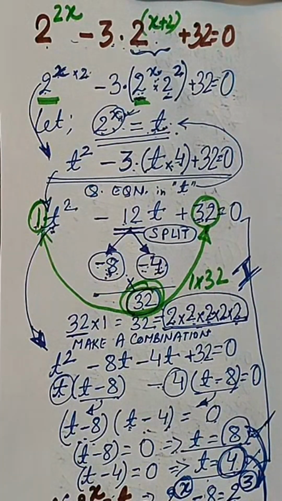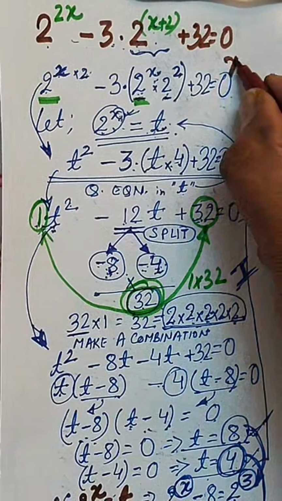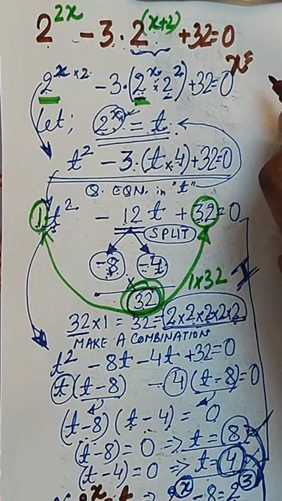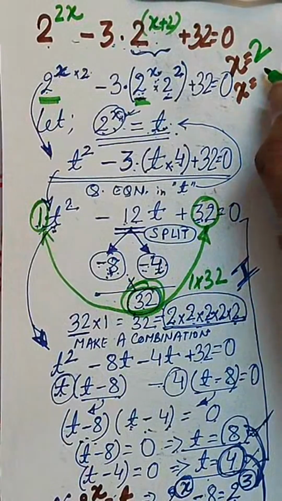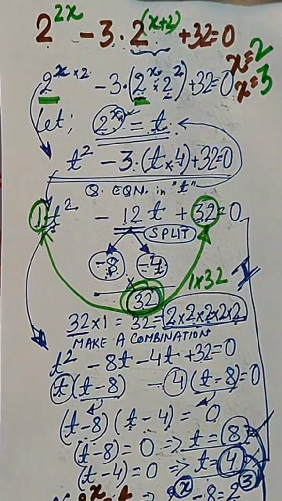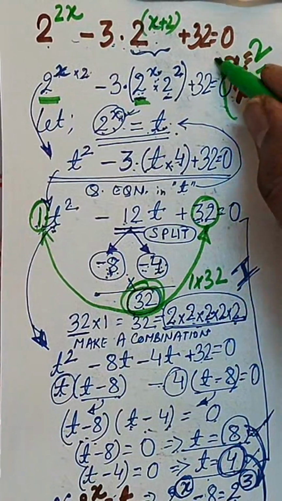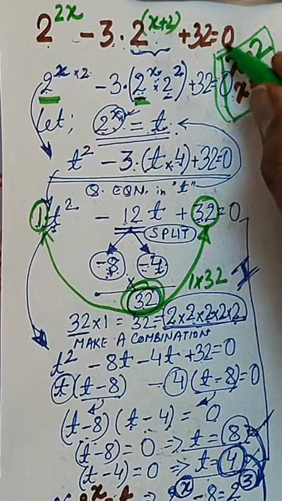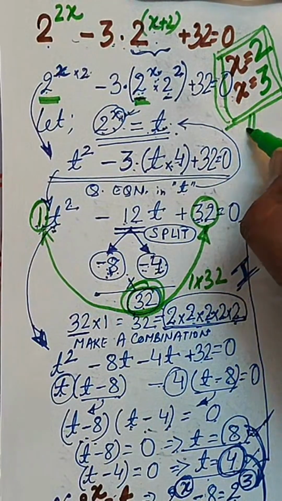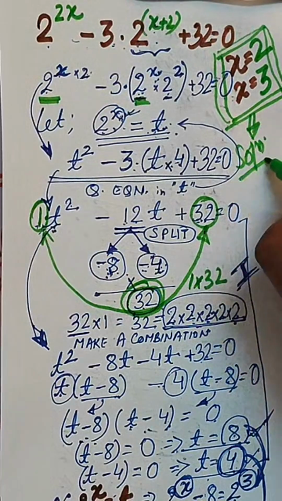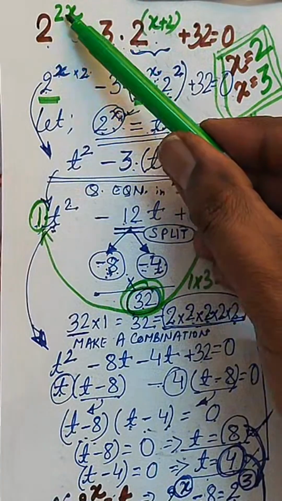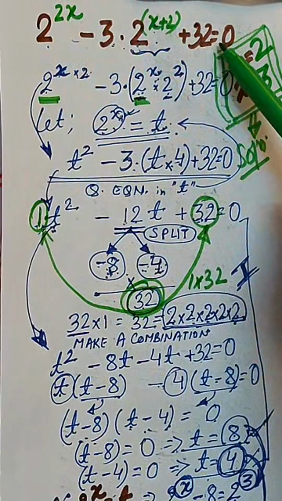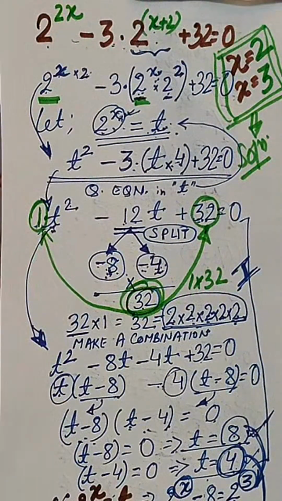So we have solved it and we get the value of x as equal to 2 and x as equal to 3, right? This is the solution of this quadratic equation. This equation 2 to power 2x minus 3 into 2 to power x plus 2 plus 32 equal to 0. Right, my dear friends? So with this we have solved the second question for today.